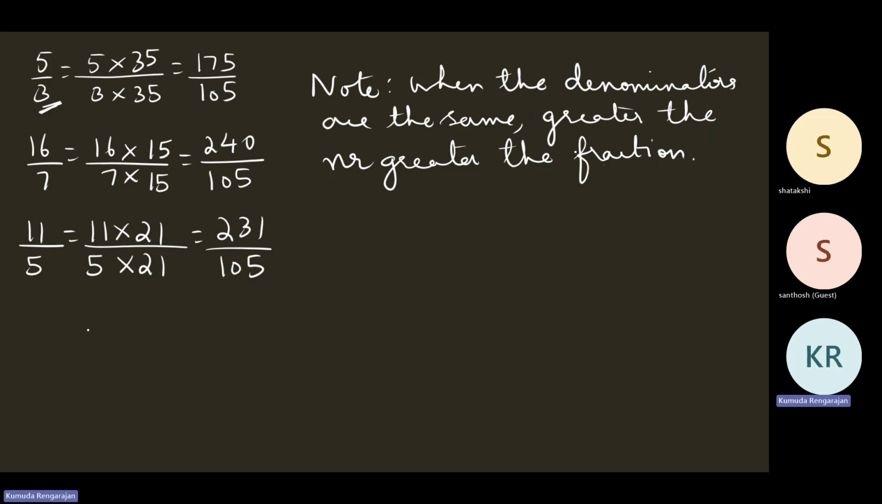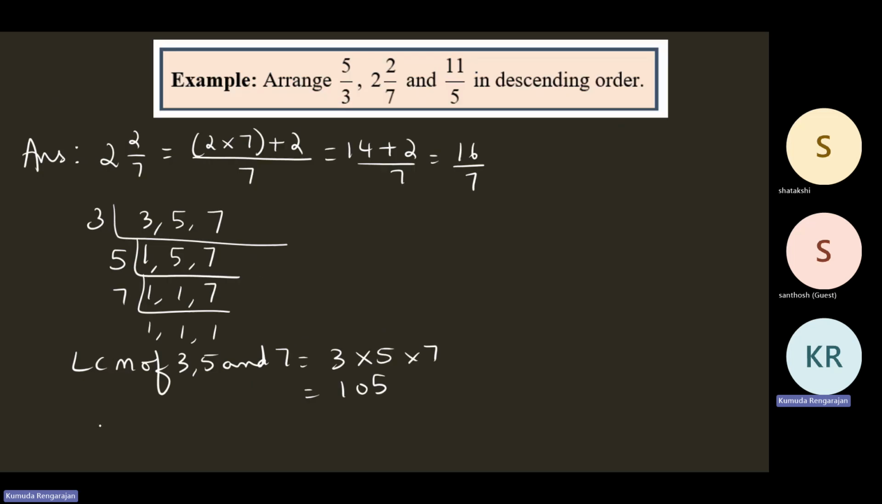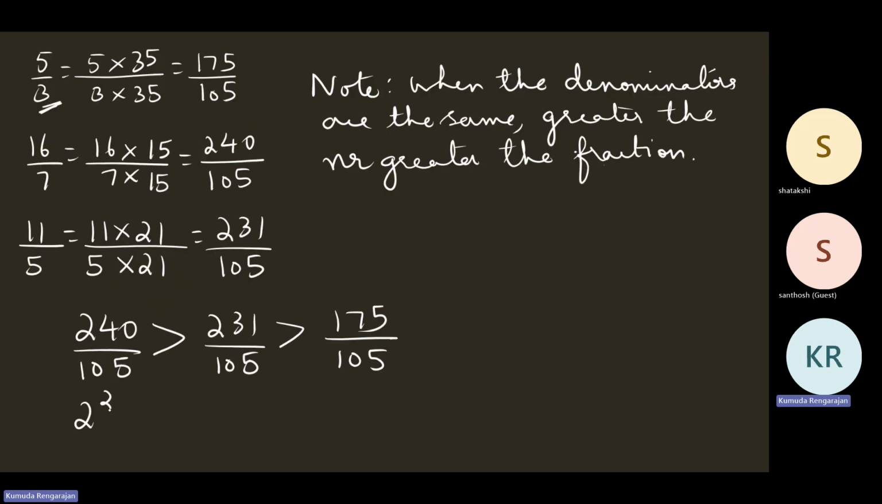So the descending order will be 240 by 105 is greater than 231 by 105 is greater than 175 by 105. So this means 16 by 7. And what's the mixed fraction given? 2 by 7. So 2 by 7 is greater than 11 by 5 is greater than 5 by 3. Ma'am, we are just turning those into like fractions and just comparing it.